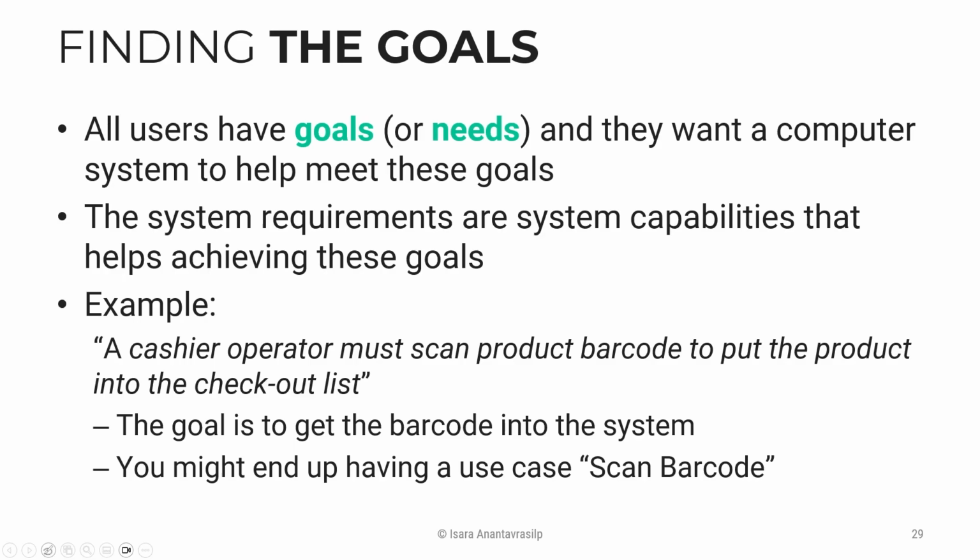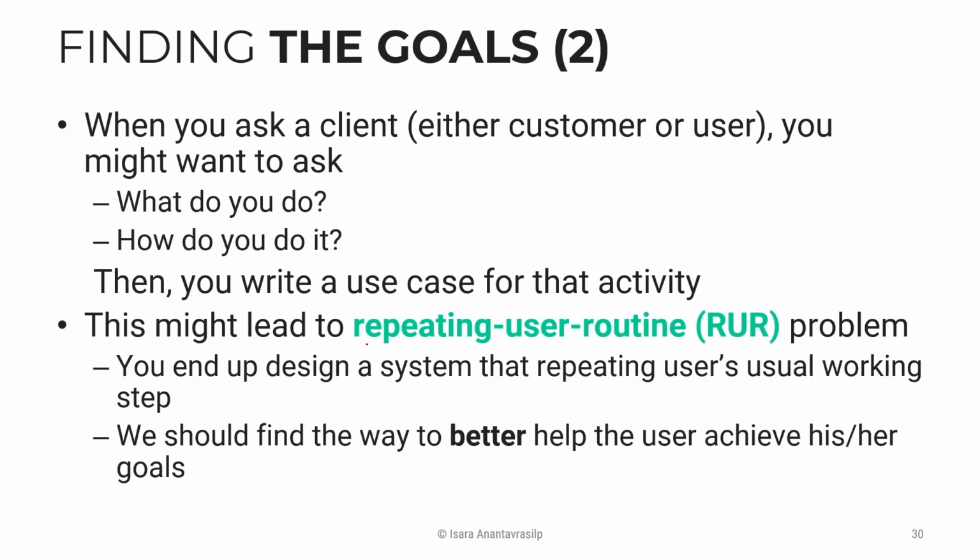So the thing is, if you take it as is, the user says, I have to scan barcode to put the product into the checkout list, and you end up having this use case scan barcode, and you could be done, and there's nothing wrong with that. But you are risking repeating user routine, or RUR. What it means is what the users are doing right now might not be optimal. They might have done this because they don't have better technology. You don't have to repeat that.